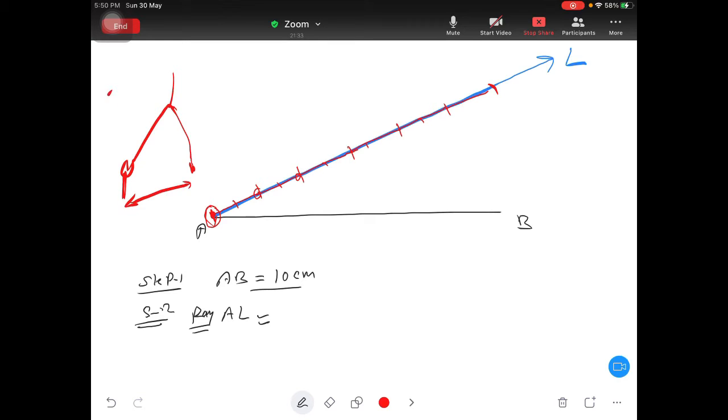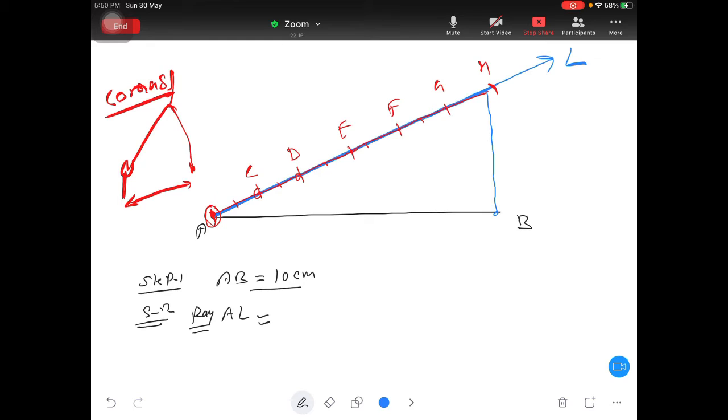Use compass for this. If you use compass, it will come automatically. It should be like needle and all, everything should be perfect, then only you'll be getting perfect result, otherwise you'll be getting error. Okay, now what to do? You give the names. Give names like A, C, D, E, F, G, H. B is already there. Then you join HB. You join HB like this. Joined HB.